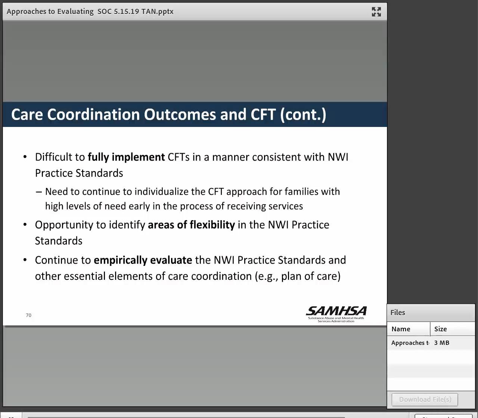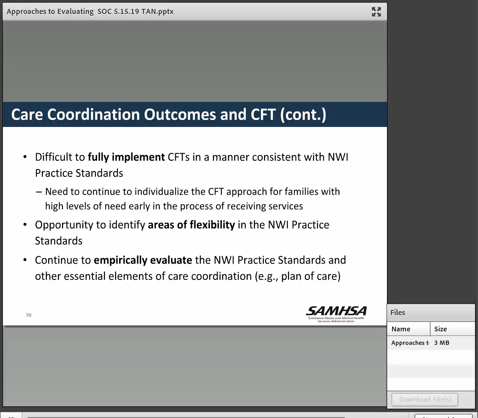So what we're finding is, for our folks in Connecticut, we're finding a difficulty to fully implement the child and family teams in a manner that's consistent with the national wraparound practice standards. And so in looking at this, we wanted to provide direction for our work, but also perhaps other areas who are seeking to implement an effective care coordination process. So as I said, we found it's difficult for communities to implement CFTs in a manner consistent with the standards.